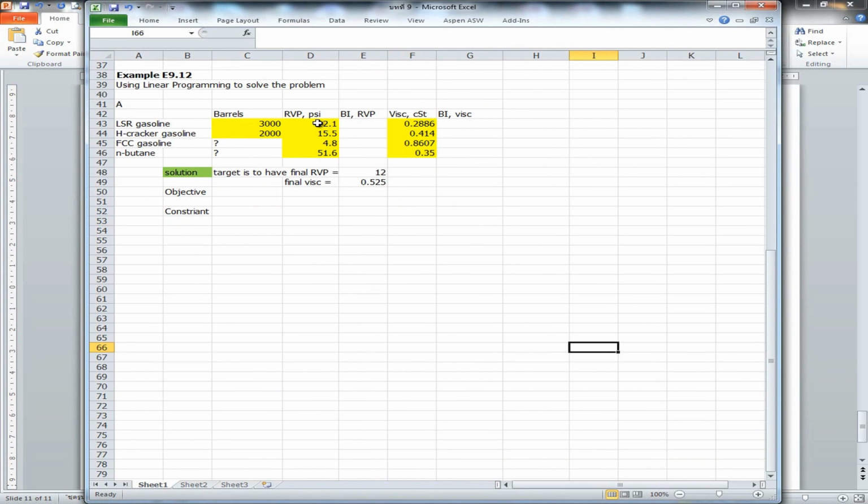Okay, what we have to do first is convert the RVP to blending index, and this is quite simple because we just raise it to the power of 1.25 and then copy that. How about the blending index for viscosity? The blending index for viscosity will be based on log of the viscosity divided by 3 plus log of viscosity.